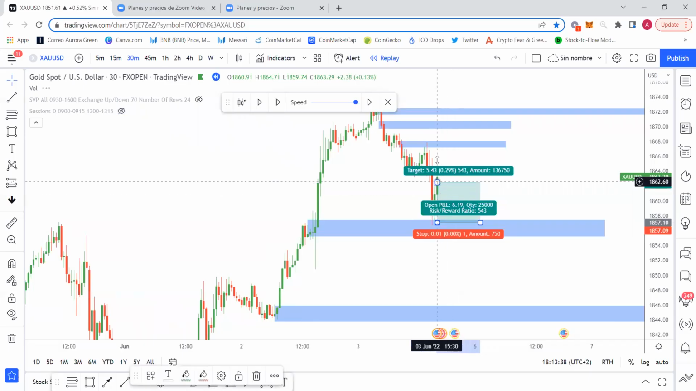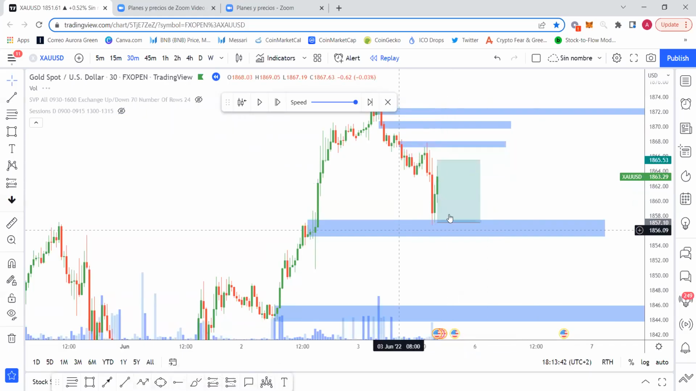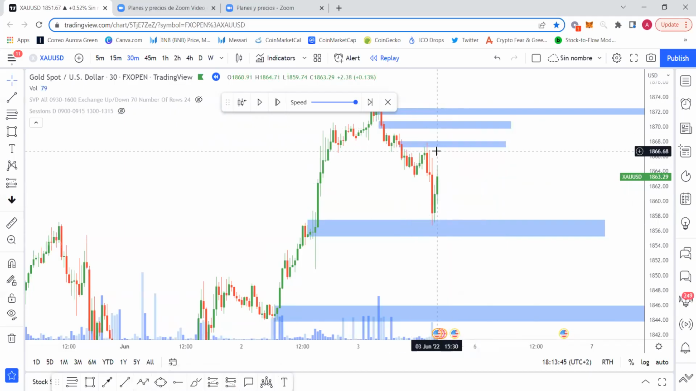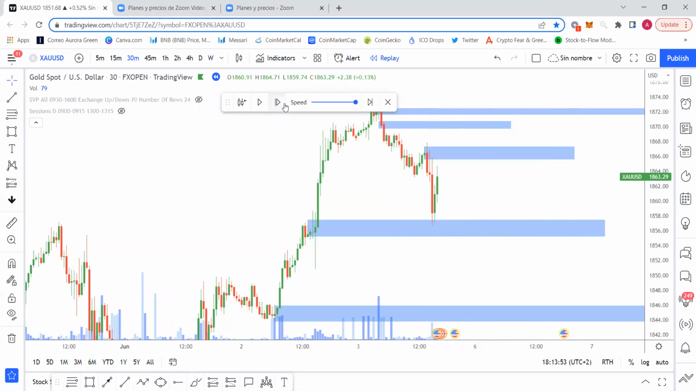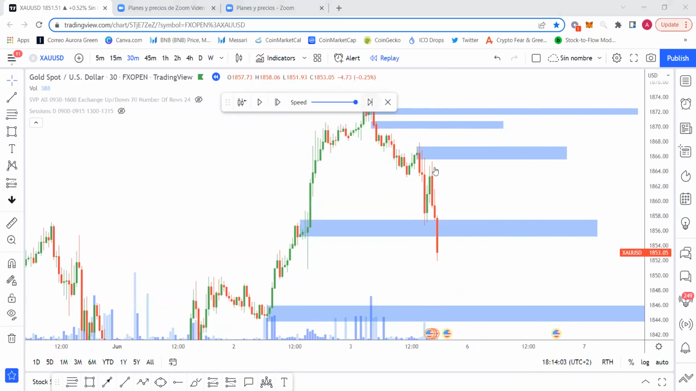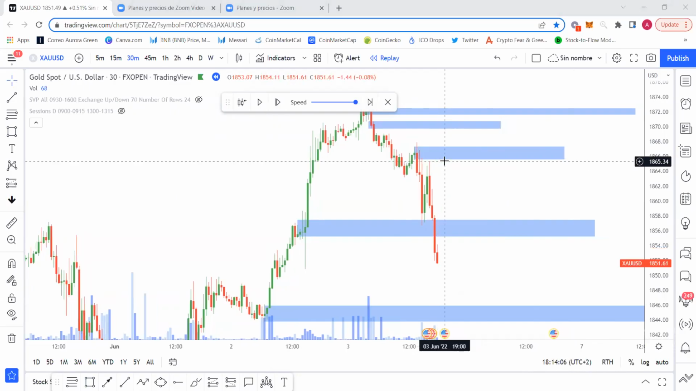Okay, maybe price even reached the zone. But then again, here, a fresh supply zone. We will see if price respects it. Price almost reached the zone and then it kept on going. Then again, as you see, this demand zone has already been tested, so this demand zone is not fresh, okay?